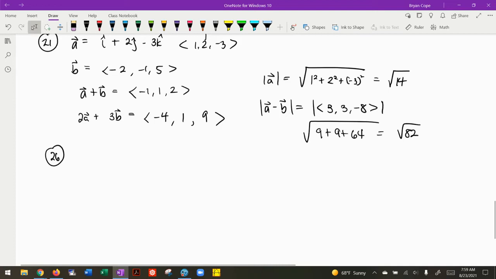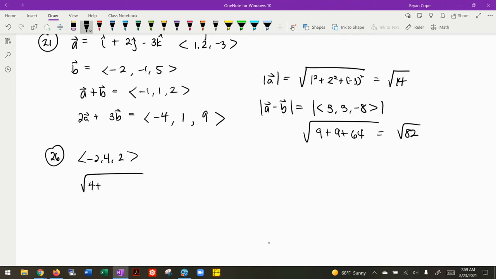So for that one, we've got to find a vector that has the same direction as (-2, 4, 2) but has a length of 6. So let's make a unit vector out of this one, and then we will multiply that by 6, so that it has a length of 6. To make a unit vector, let's find the magnitude.